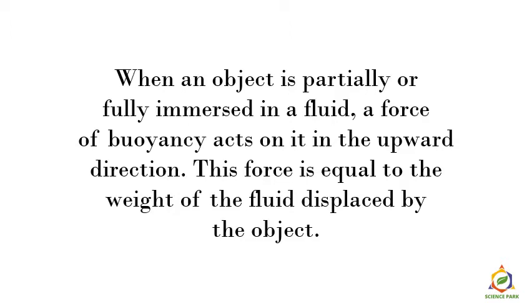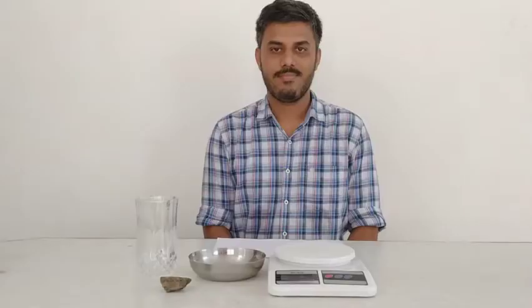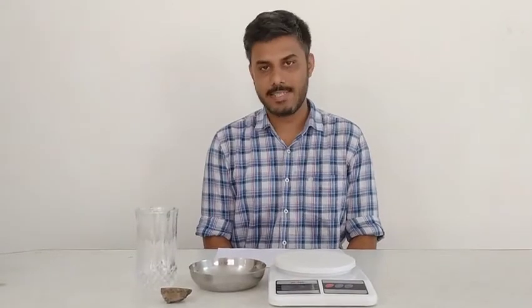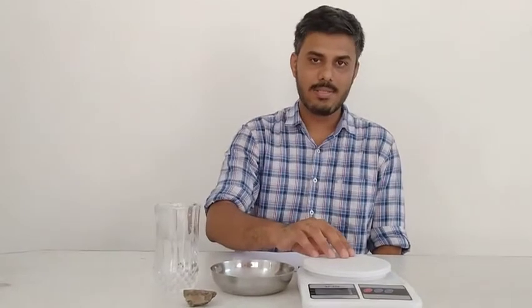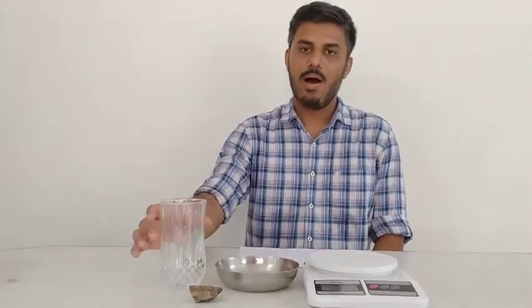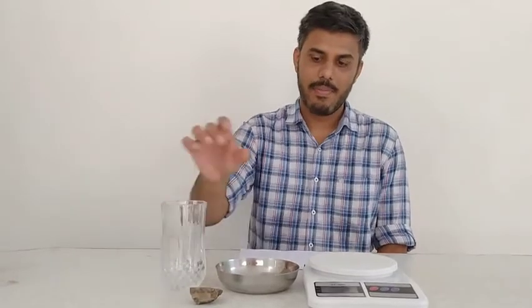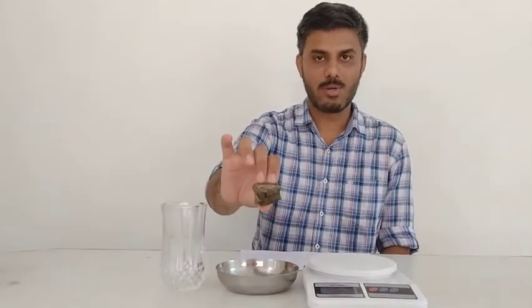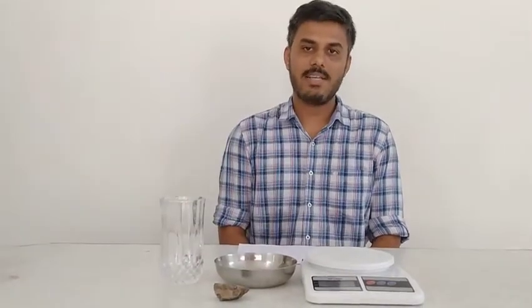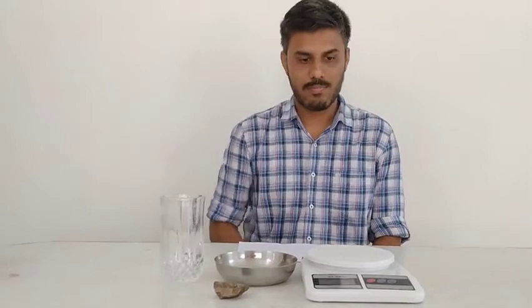Now, enough said. Now we will see an experiment on verification of the same. So in this experiment, we are going to verify the Archimedes principle. For that, we will need a small balance, a container, a glass container, and a piece of stone. So first, we will measure the weight of this stone.